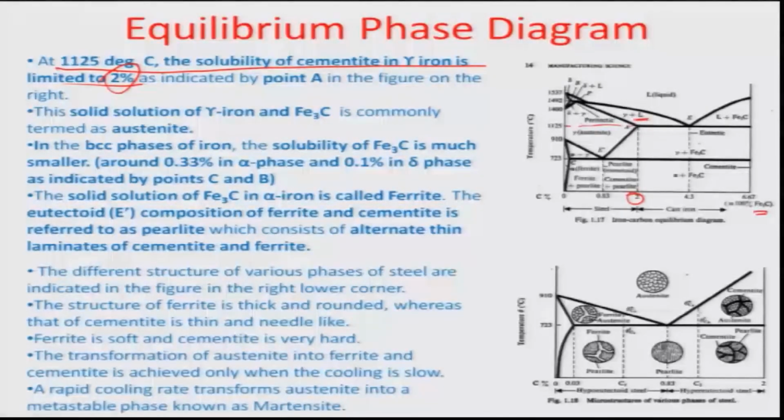The solid solution of gamma iron and Fe3C is commonly known as austenite, which is actually right here. Okay. This gamma iron and Fe3C, this is the austenite.